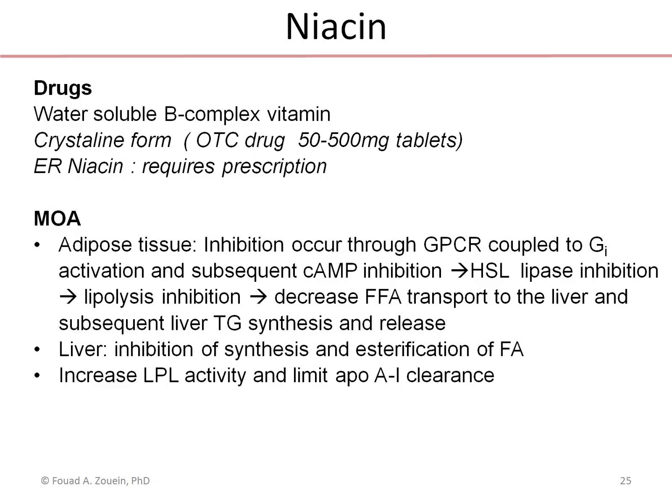Now, niacin's main mechanism of action is on adipose tissue. Why is it used as a dyslipidemic drug? Actually, what it does, it inhibits the G protein coupled receptors on the adipose tissue, the Gi type, which subsequently leads to cAMP inhibition. By inhibiting the cyclic AMP, you inhibit the HSL, which is hormone-sensitive lipase. By inhibiting hormone-sensitive lipase, you inhibit lipolysis. By inhibiting lipolysis, you're inhibiting the breakdown of fat.